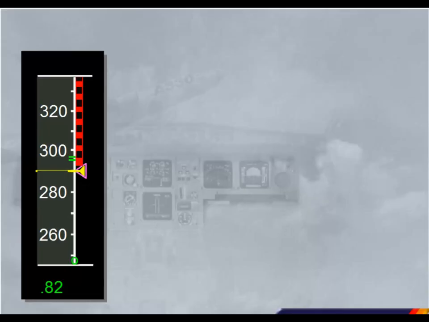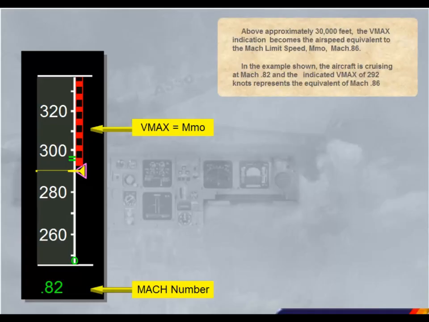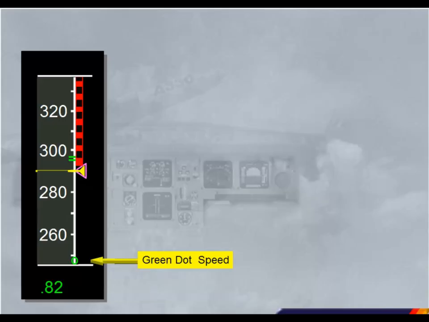Above approximately 30,000 feet, the Vmax indication becomes the airspeed equivalent to the Mach limit speed, MMO, Mach 0.86. In the example shown, the aircraft is cruising at Mach 0.82, and the indicated Vmax of 292 knots represents the equivalent of Mach 0.86. A green circle indicates the best lift-drag ratio speed for the aircraft in clean configuration. This speed is known as green dot speed.